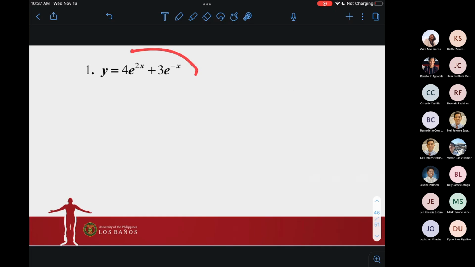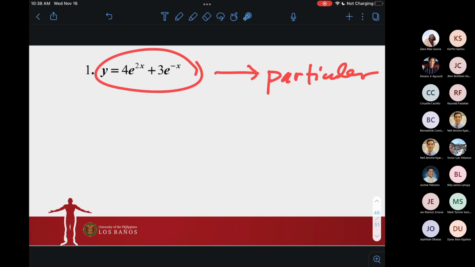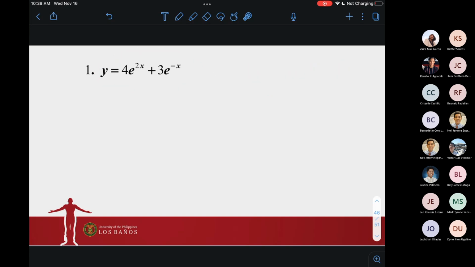Given yung isang particular solution, so this is a particular or a specific solution of our homogeneous GLDE. Gusto nating mahanap ano yung GLDE of the minimum order that will give us this as a particular solution. Or ano yung GLDE na homogeneous na may pinakamaliit na order kung saan solution ang 4e to the 2x plus 3e to the negative x. Okay? So you can analyze the solution by inspection and see what happens.